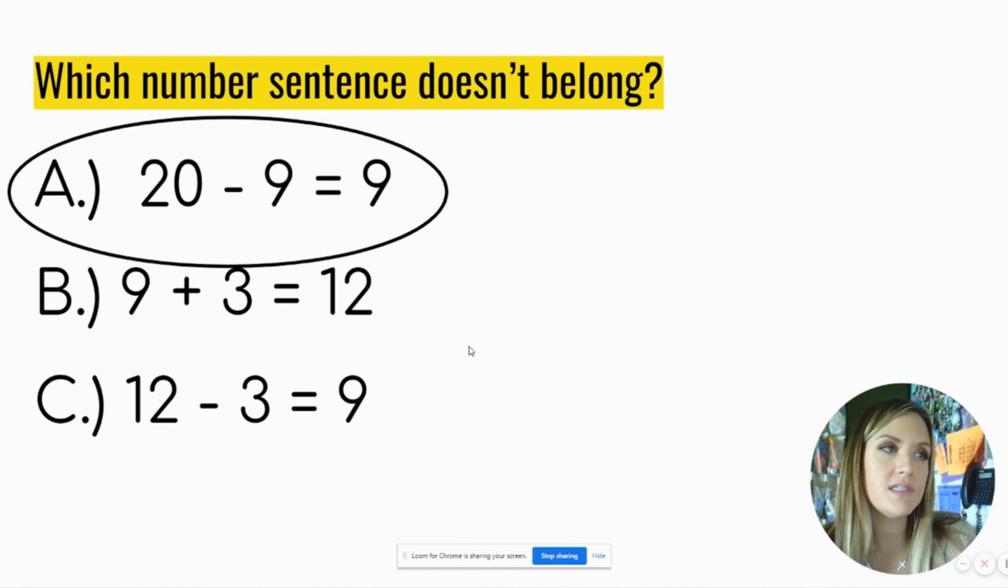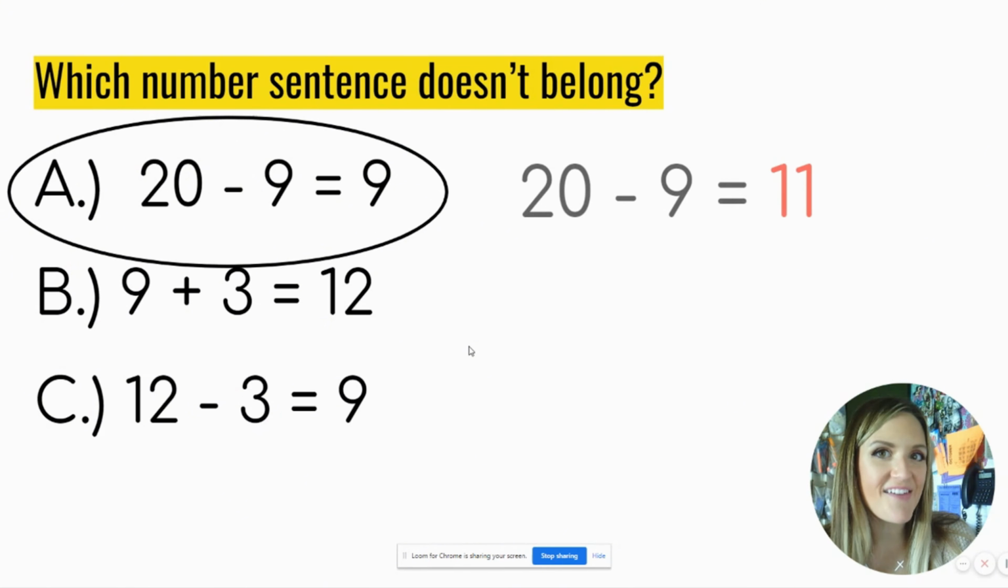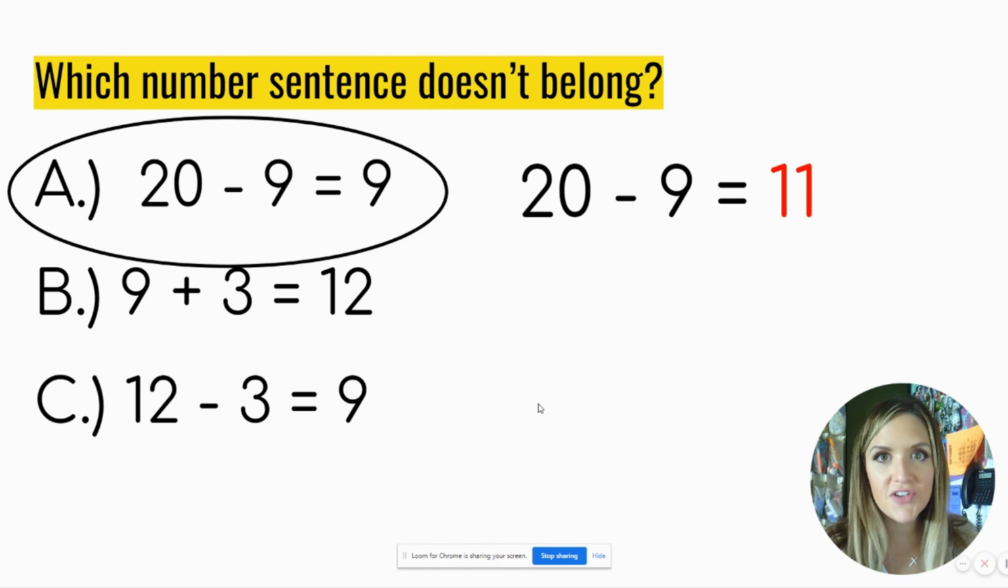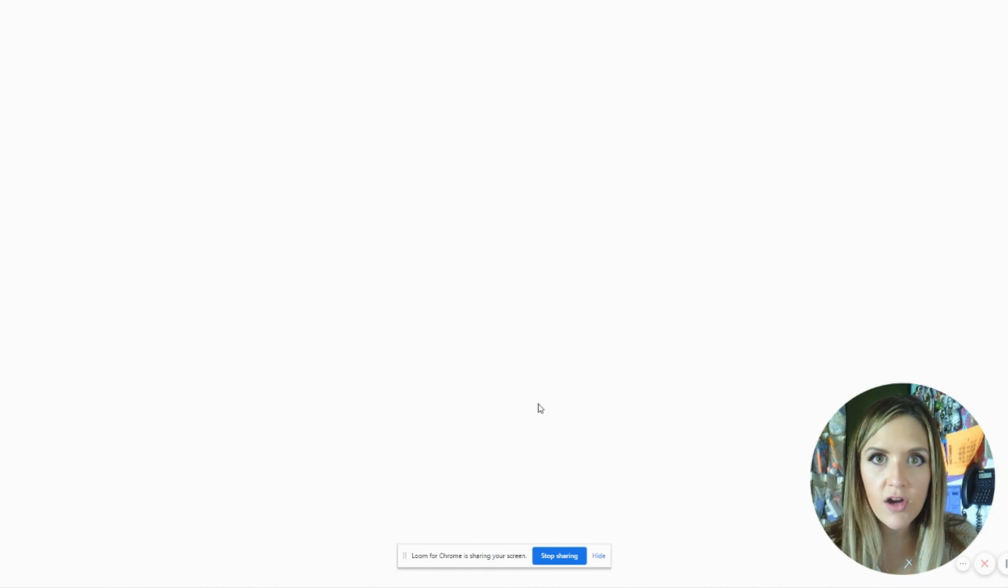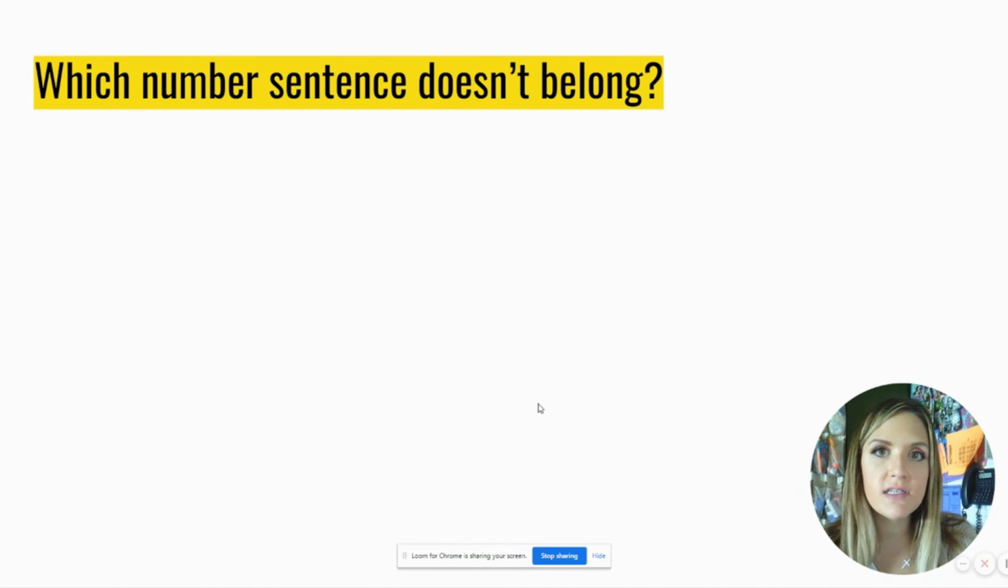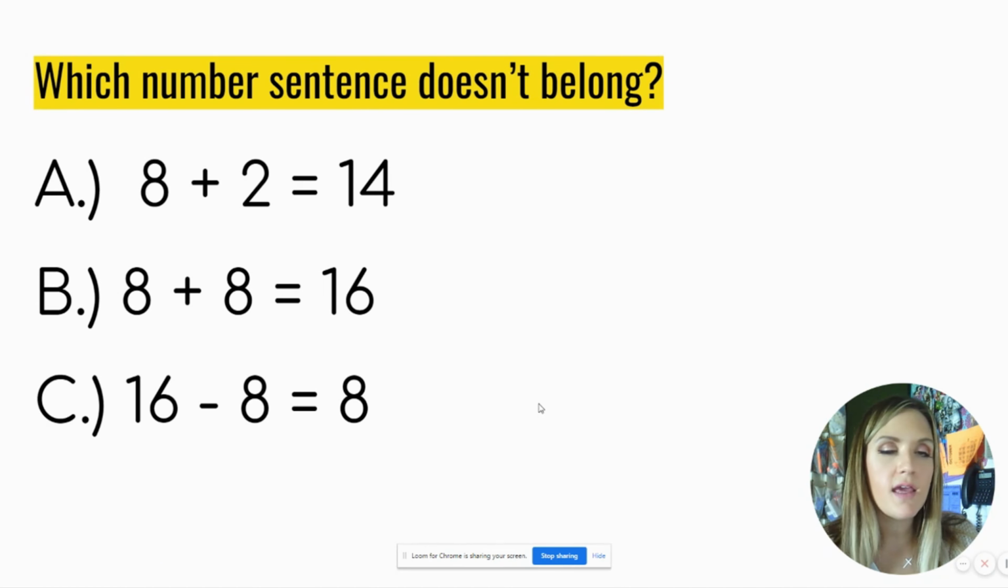20 minus 9 equals, I want you to say it out loud. What's 20 minus 9? 11. Hopefully you said 11. Good job. I think we have one more in our game, friends. Which number sentence doesn't belong? A, 8 plus 2 equals 14. B, 8 plus 8 equals 16. Or C, 16 minus 8 equals 8. Say which one does not belong right now.